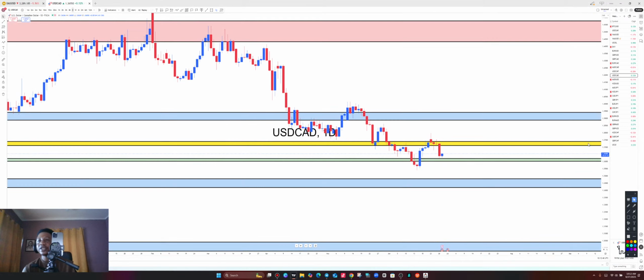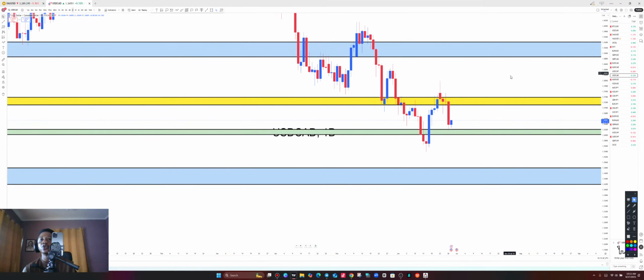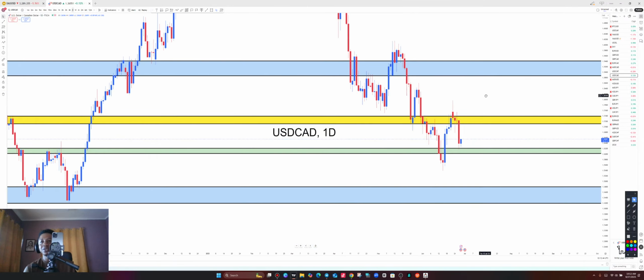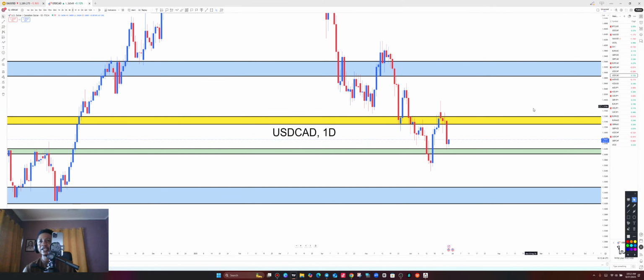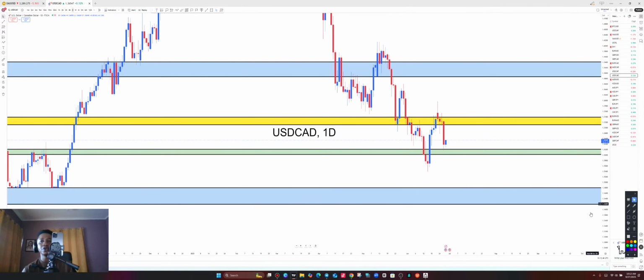All right, so this is USD CAD also on the daily time frame. Let's put meaning into the daily. If you look closer at the daily time frame of USD CAD, price is also giving us what? A downtrend. We have the daily mid-range zone over here. So if you look at the daily, this was what?